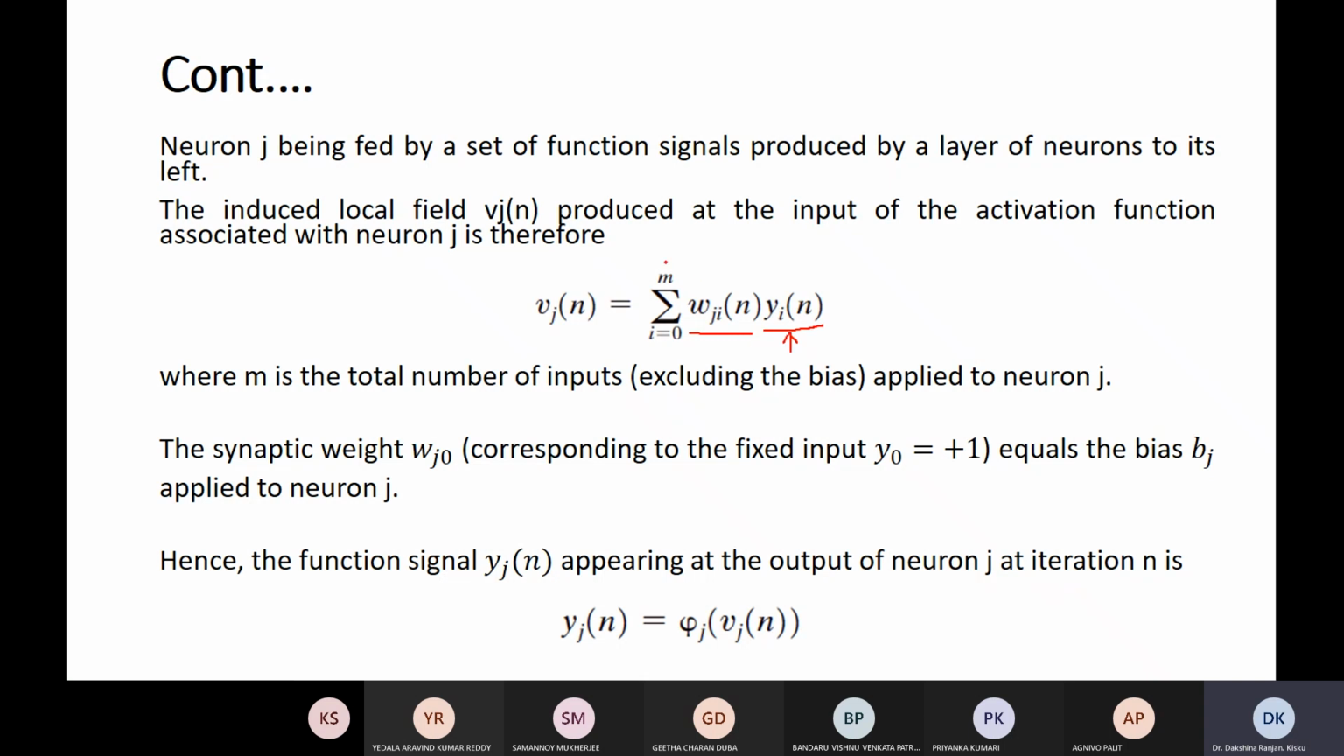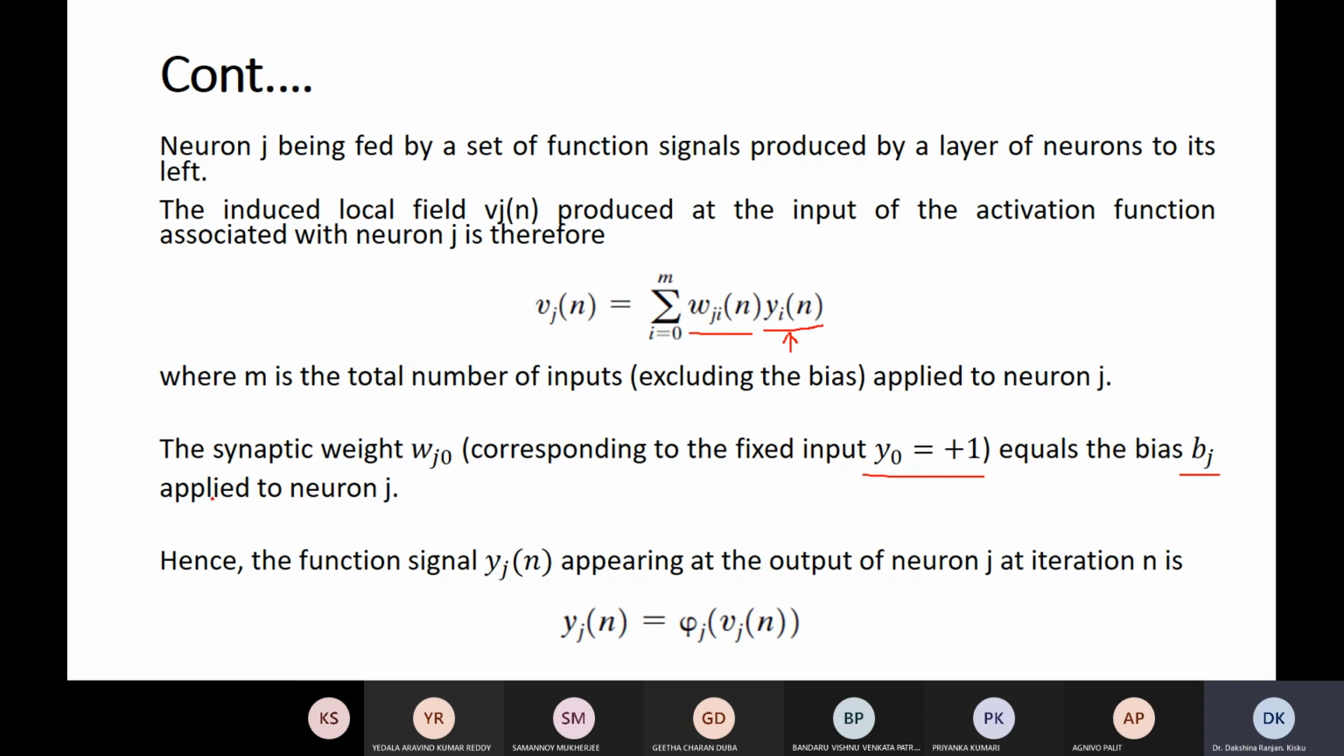Okay, so if we have m number of signals, then we can compute this induced input at the activation function by summing up the weights and input signals. So this is the linear combination of these two components. Here m is the total number of input signals which are applied to neuron j. Now the synaptic weight, as I said, this Wj0 is equal to the bias bj, which corresponds to y0 equals +1. So y0 equals +1 is denoted by this Wj0, where Wj0 is equal to this bias bj.